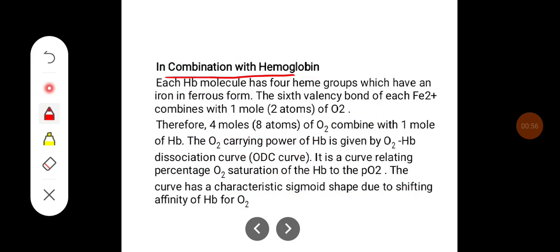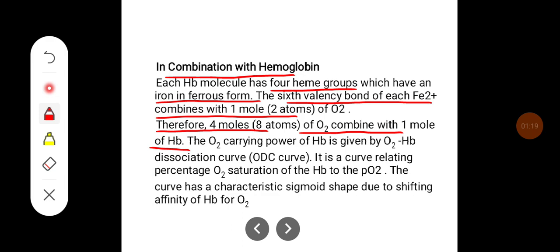In combination with hemoglobin, each hemoglobin molecule has four heme groups which can have iron in ferrous form. The sixth valency bond of each ferrous combines with 1 mole of or 2 atoms of oxygen. Therefore, 4 moles, that is 8 atoms of oxygen, combine with 1 mole of hemoglobin.